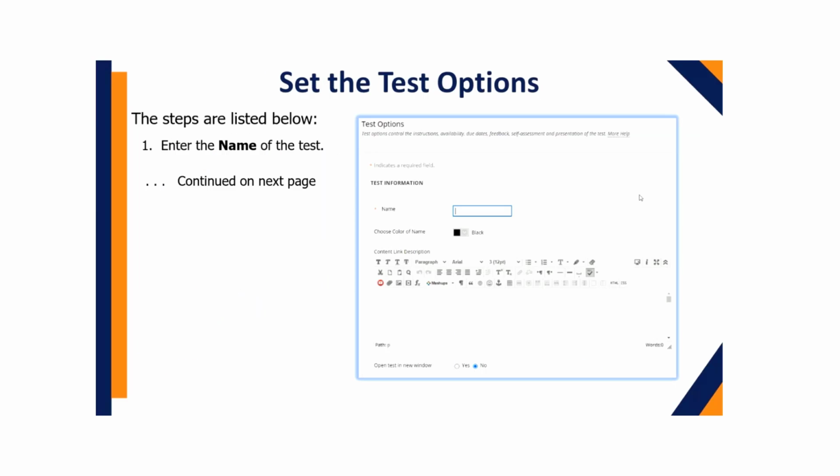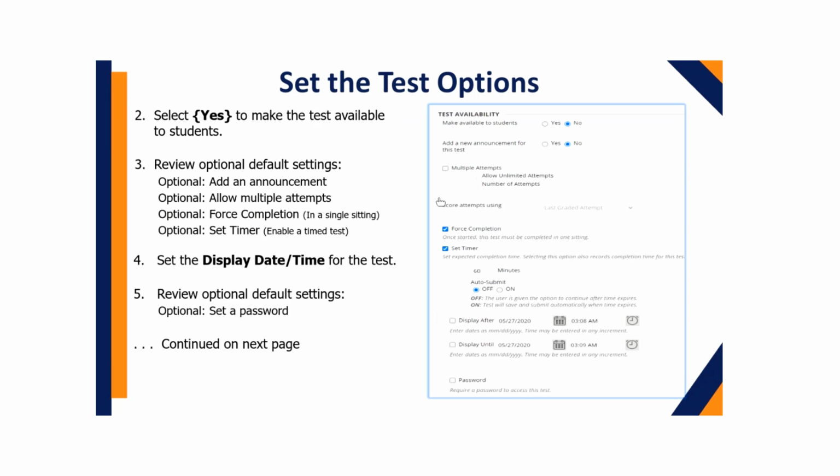So once you've created the test, then you need to set the test options. And that's all about giving your test a name once again. And then you're going to say whether or not to make this test available now for students, or it can just sit there until you're ready to deploy it and make it available. You have the option as to whether or not you want to create an announcement. You don't have to do anything.